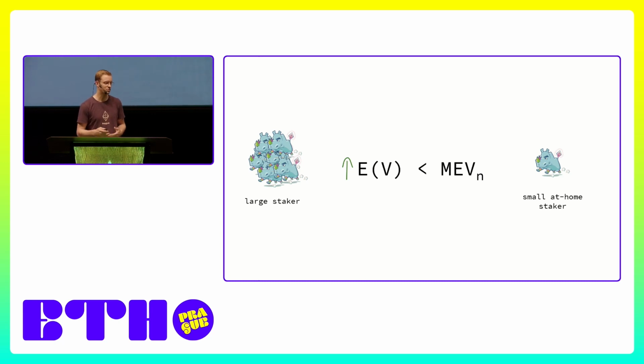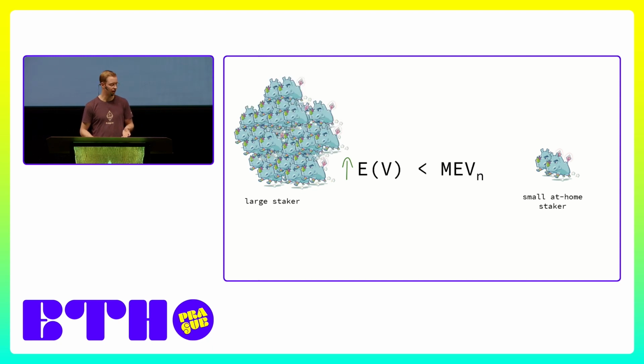Because mining pools, the expected value of their relationship with the builders is very high. If they were to steal MEV from a builder and get cut out of the MEV network, then that would be extremely detrimental to their future profits. And so we can kind of do the same thing in the staking world. So you have a large staker, they're the only ones who can connect to this MEV network, and the small at-home staker is not able to.